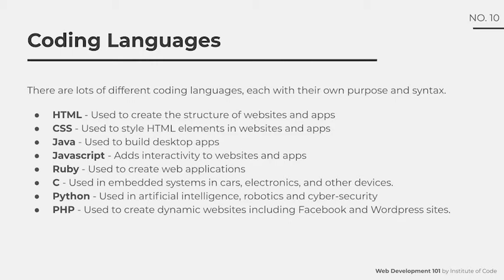Now, each of these languages has their own syntax, and that means their own set way of being written. Just like in spoken languages, we have a set sentence structure when we're speaking in English. We use specific punctuation when we're writing in Spanish. Coding languages are the same. They each have their own grammatical rules and syntax in how you have to communicate in those languages.